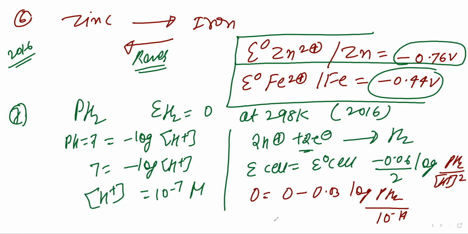Right, so calculate this one. So this everything is minus. So it will be 10 raised to 0. Power is nothing but pressure of hydrogen by 10 raised to minus 14. So 10 raised to 0 is 1. So pressure of hydrogen will be equal to 10 raised to minus 14. So this will be the answer.